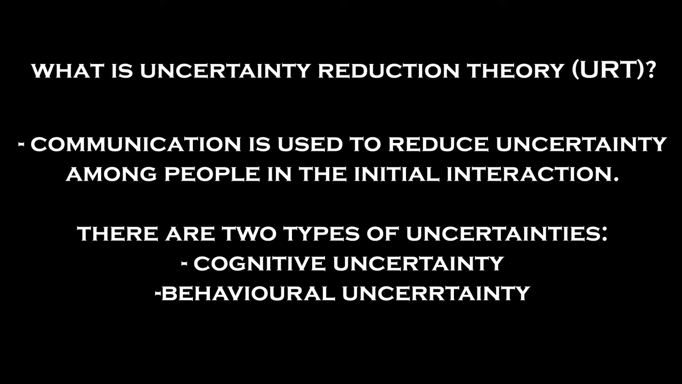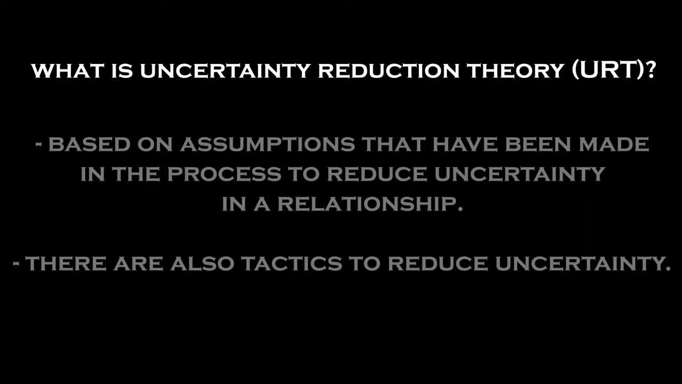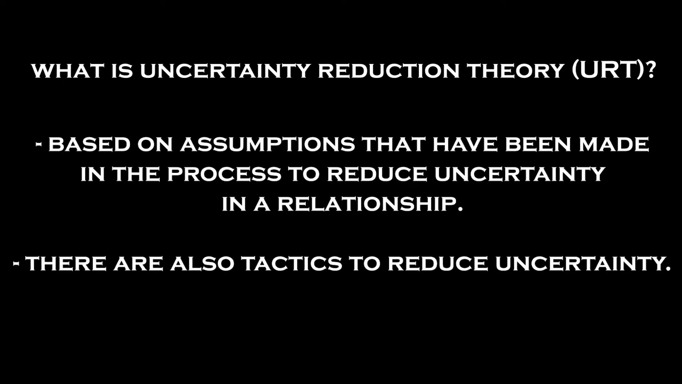There are two types of uncertainty, cognitive and behavioral. The theory is also based on assumptions that have been made related to the process of reducing the uncertainty in a relationship. We will explain more throughout the video about these assumptions and tactics to reduce that uncertainty with the examples shown in a movie.